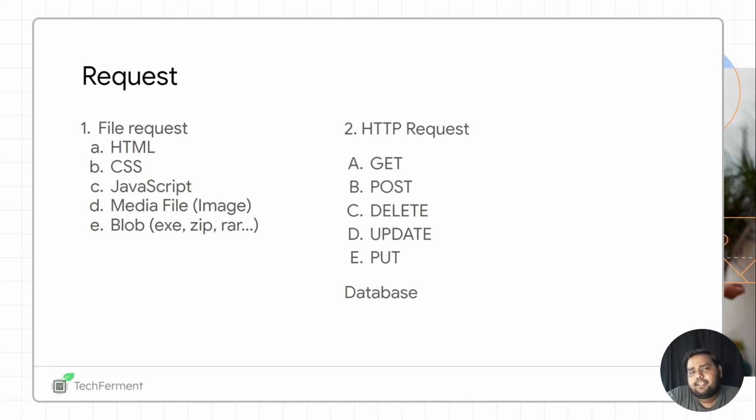Next, you can also send HTTP requests. With the help of these HTTP requests, you can perform some CRUD operations in the database. So there is the REST protocol, or you can say REST request. We have a GET request. We use a GET request for getting data from the database, or we use a POST request for adding data into the database. We use a DELETE request for removing data in the database, and then we have two requests, update and PUT. These two requests work for modifying the data in the database.